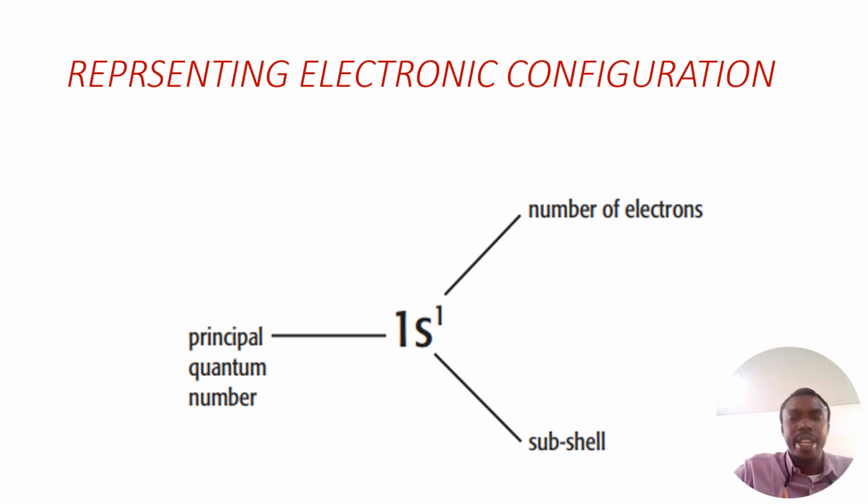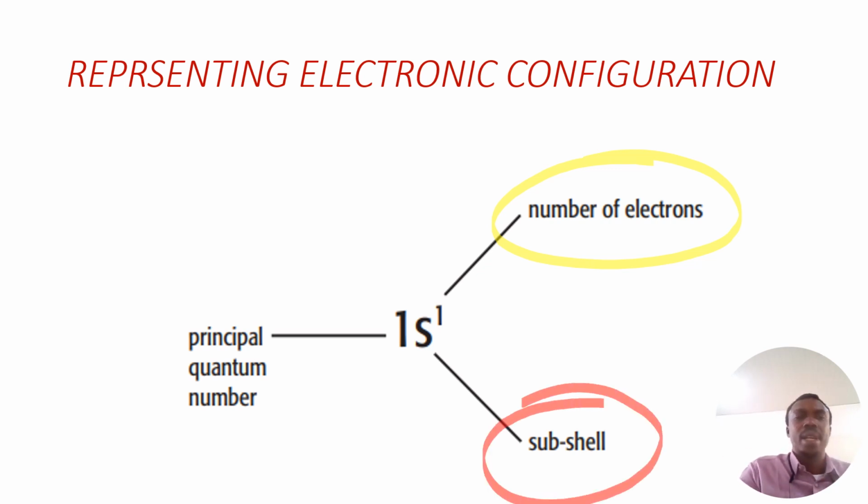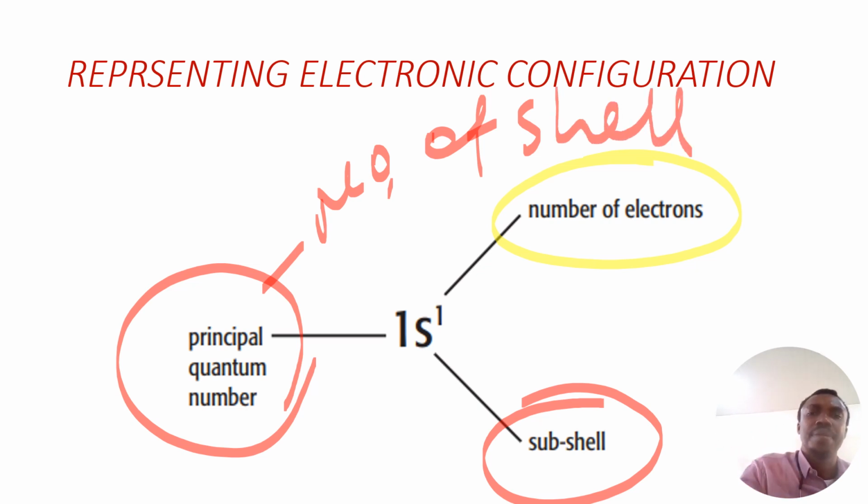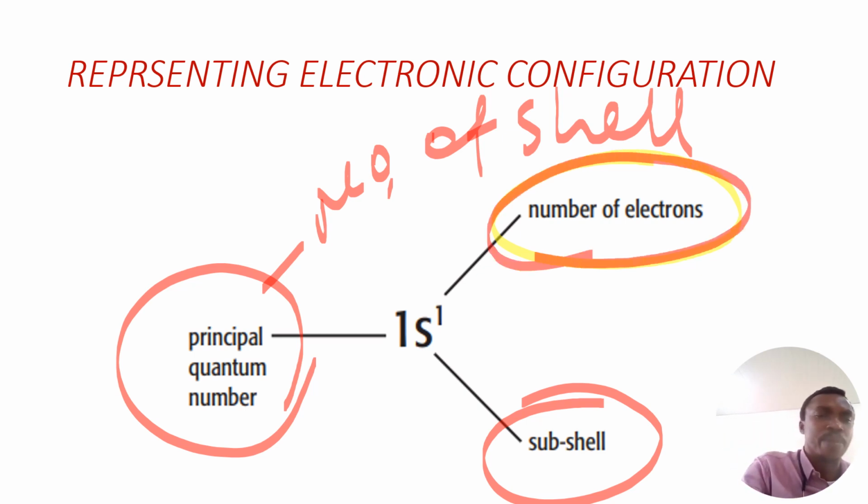So representing electronic configuration: this is how you represent it. This is the number of electrons, this is the subshell, and this is the principal quantum number, otherwise known as the number of the shell. So it's as simple as ABC. You have the 1s2, 2s2, you just follow the normal pattern in building the electrons.